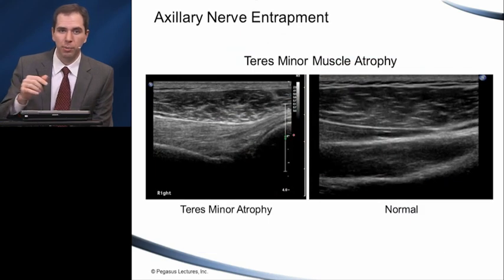And this is what teres minor muscle atrophy will look like. So we have a very echogenic muscle with volume loss, so it's narrower than this normal teres minor muscle on this side.